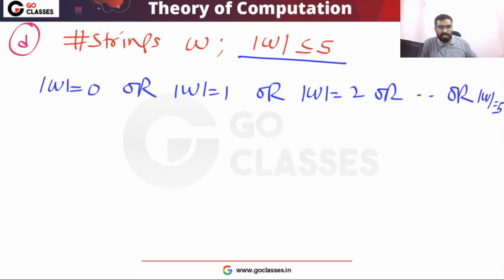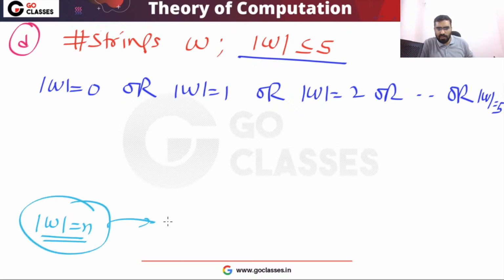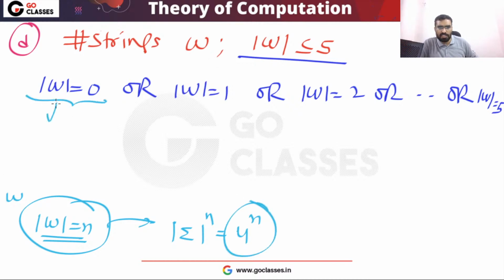Tell me, for example, if you want a string of length n, how many can you create? You can create that very easily. That will be cardinality power n, and the alphabet cardinality is 4, so the answer will be 4 power n. Here this will be 4 power 0, which is 1. Only one string you can create, that is the empty string. Here 4 strings you can create.